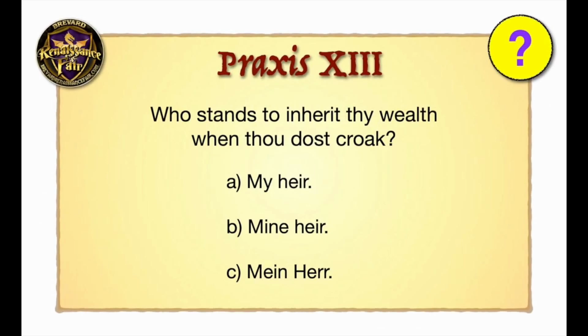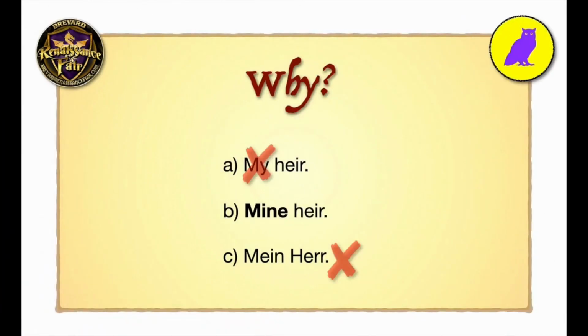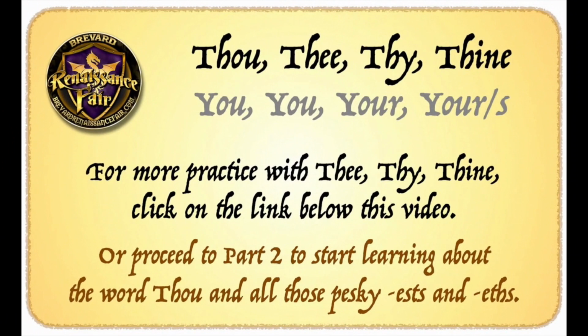Who stands to inherit thy wealth when thou dost croak? It's a good Renaissance verb, croak. Who put that in there? Was that you? You might say, mine heir. So, my heir is wrong because heir, the person who inherits, H-E-I-R, starts with a silent H, an H that's pronounced as a vowel. So we're going to go with mine heir. And of course it's not mein Herr. That's German. Wrong language.